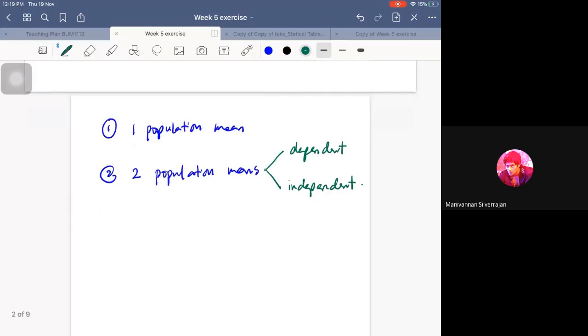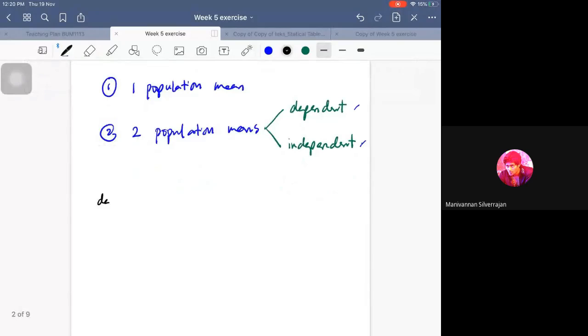So what is the difference between dependent and independent samples? Let's talk about the similarity first. Both of them involve 2 sets of data. For the dependent case, we have 2 sets of data, and for the independent case, we also have 2 sets of data. What is the difference between them? For the dependent case, you take the data twice from the same sample, meaning from the same person or from the same car, you take the data twice.